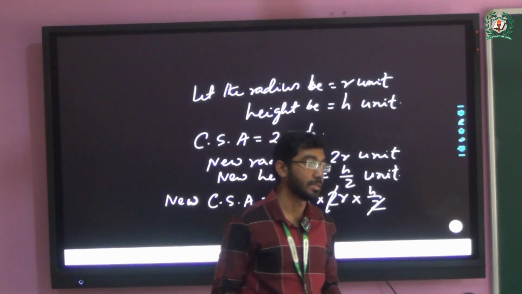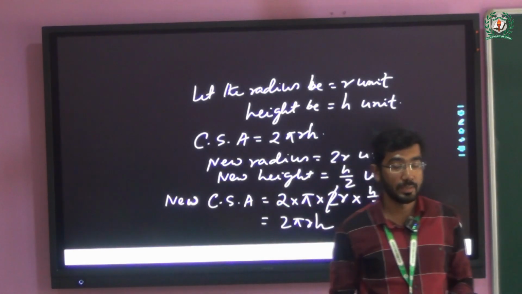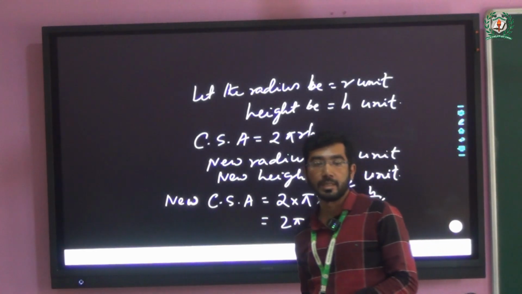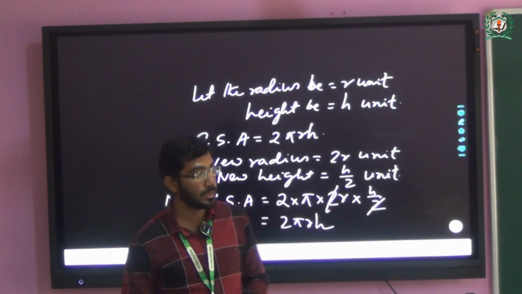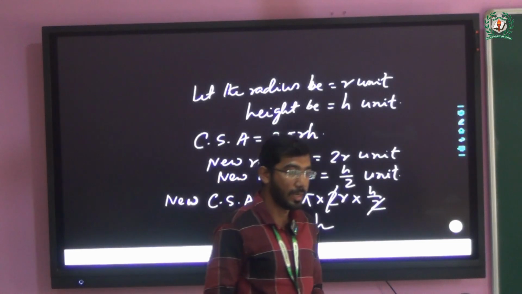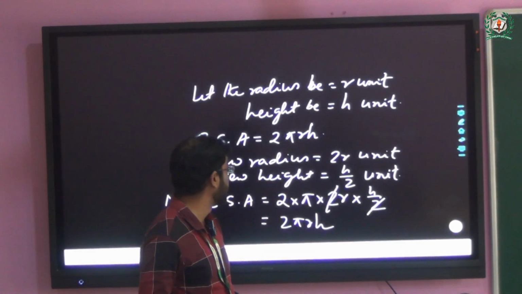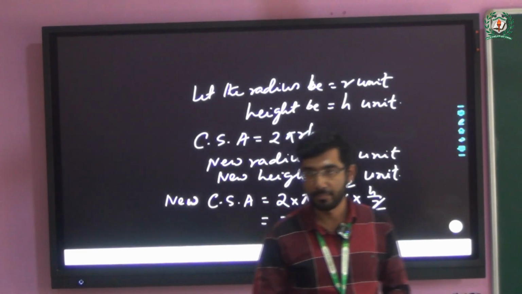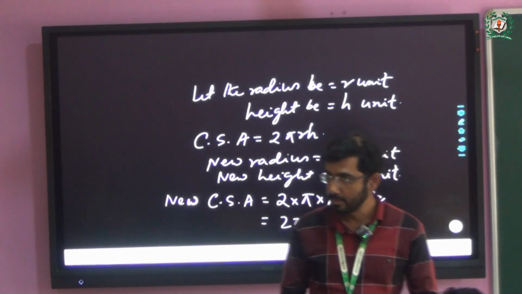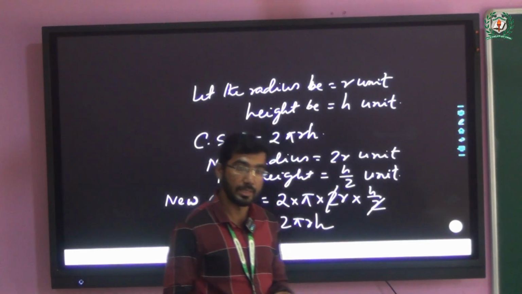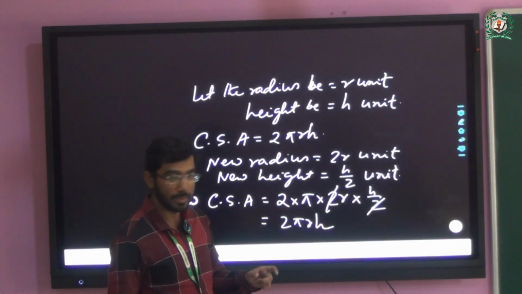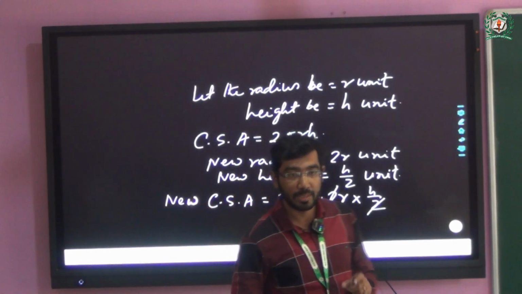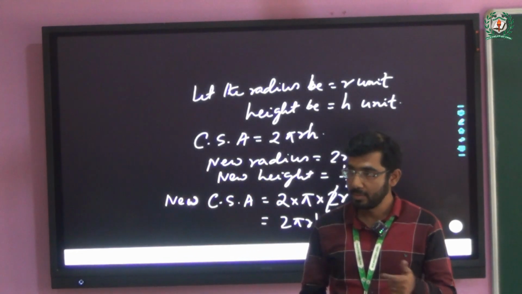Now if I ask, what will be the change in the same question? What will be the change in the total surface area? If the radius is doubled and the height is halved, what will be the change in the total surface area? Calculate it. Curved surface area I have done. So what will be the change? It's the same statement. The radius is doubled, the height is halved. Go for it.